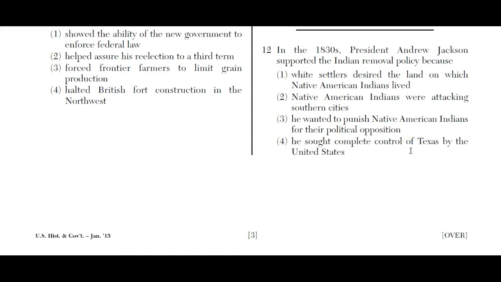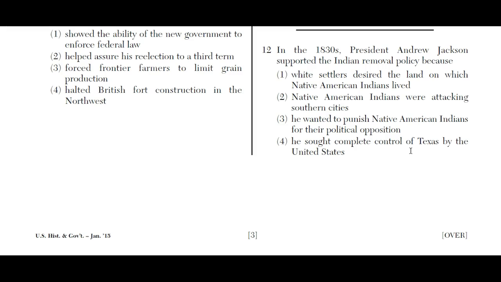In the 1830s, President Andrew Jackson supported the Indian removal policy. Why? Simple. White settlers wanted the land on which Native Americans lived. Really, after the United States gets started, once we become our country, that's the real reason that the U.S. keeps taking Native American lands. It's because as white settlers discover more and more land, as they push west, in the case of Andrew Jackson, they were simply still down in Georgia. The Indian land in Georgia was good farmland, and white settlers simply wanted it.